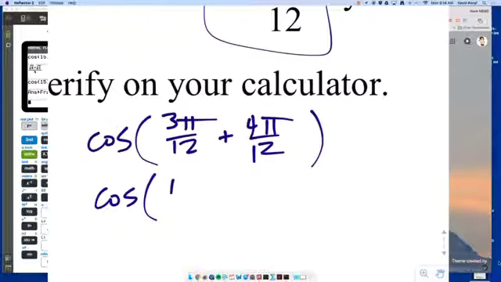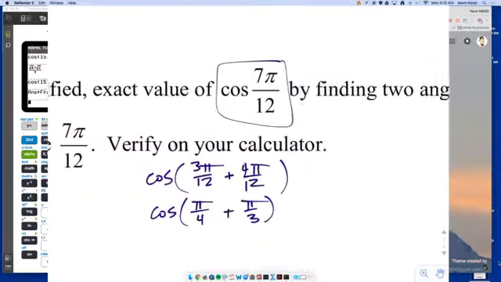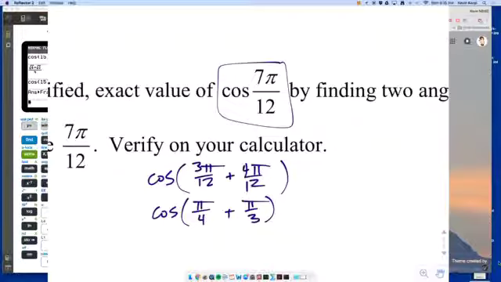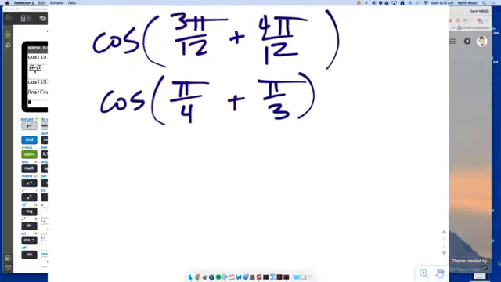3 pi 12 simplifies to pi fourths, and 4 pi 12 simplifies to pi thirds. So if you pick two angles that have a common factor with 12, other than 1 or negative 1, you'll be able to simplify, and those two angles should be on the unit circle. So there you go. What's pi fourths plus pi thirds? 7 pi 12. And you don't have to worry about getting a common denominator. And now that we have it expressed as the sum of two angles, now we can use the identity.